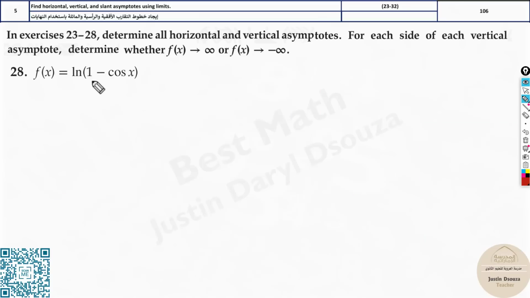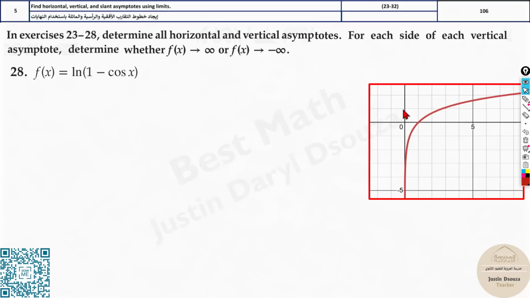Now let's look at this function here, ln of 1 minus cos x. You should know some basic things about the natural logarithmic function. If you know this graph, this is the ln graph. Do we have any vertical asymptotes? Yes, at 0, right? Always for natural logarithm, whenever the argument of the natural logarithm is 0, there is a vertical asymptote.